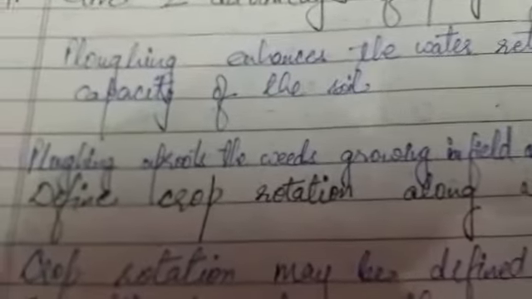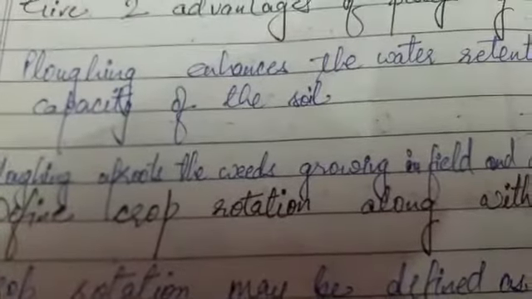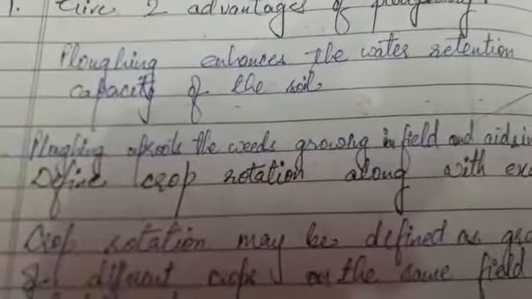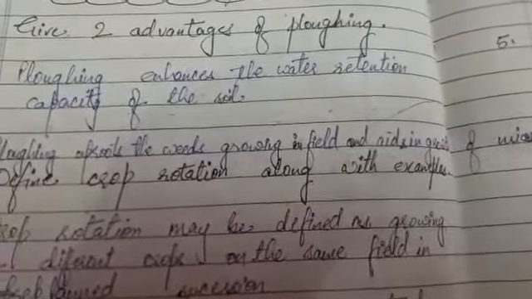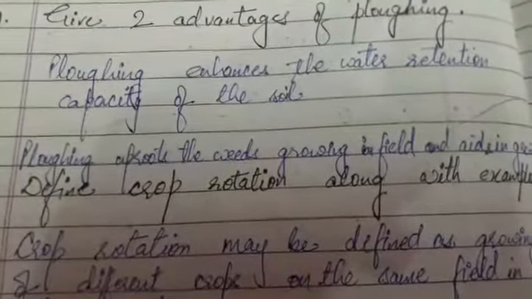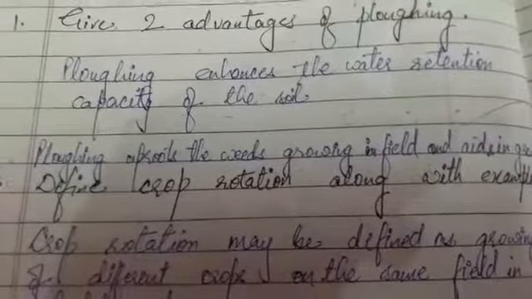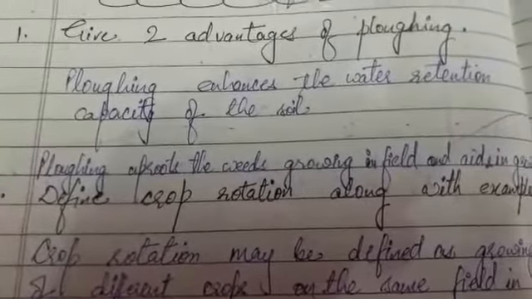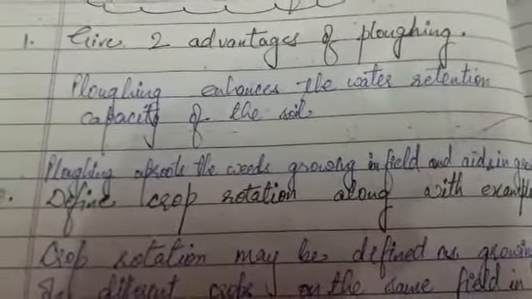When we plow the field, the weeds get removed from the soil, and removal of weeds helps in better growth of microbes and no competition with the crop plant grown. This is how plowing is advantageous for crop production.